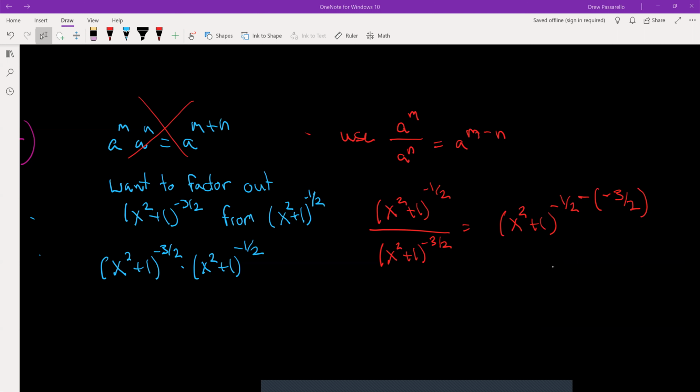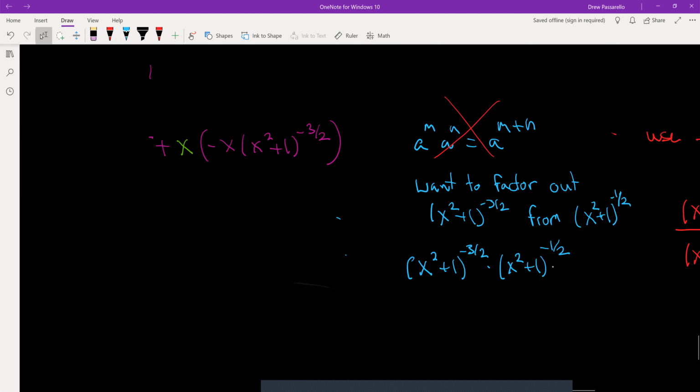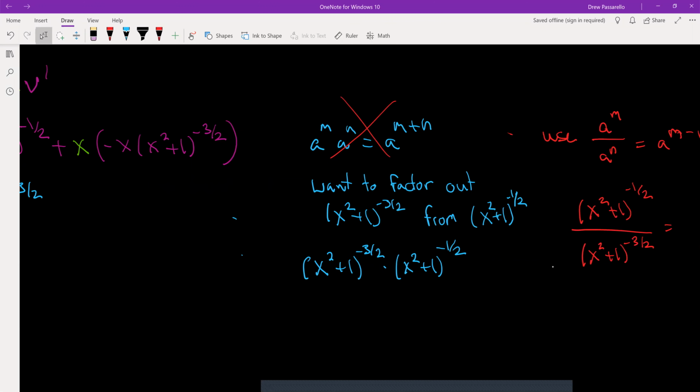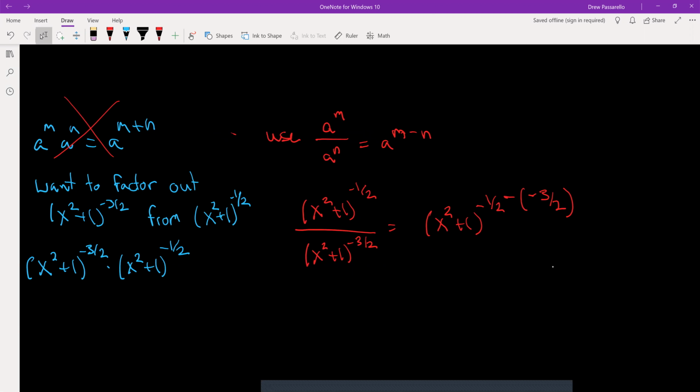You divide out whatever factor you're factoring out. And in this case, the factor that I'm factoring out was x squared plus 1 to the -3/2. So that's what I divide by. So I have x squared plus 1 to the -1/2 divided by x squared plus 1 raised to the -3/2. And now I use this rule. And so that becomes x squared plus 1, and then the exponent is -1/2 minus a -3/2, which we know a negative and a negative makes that to be positive.